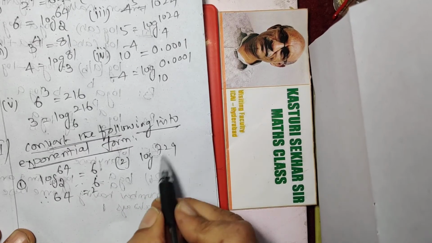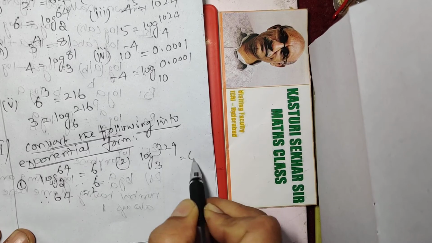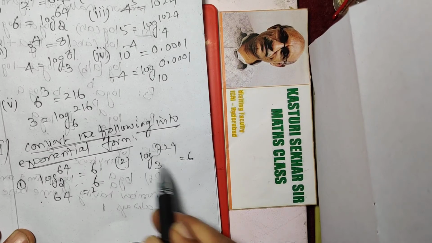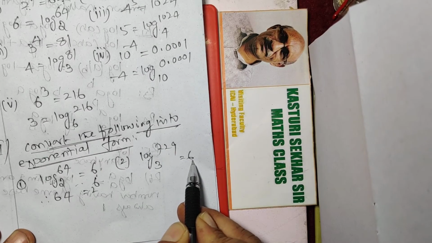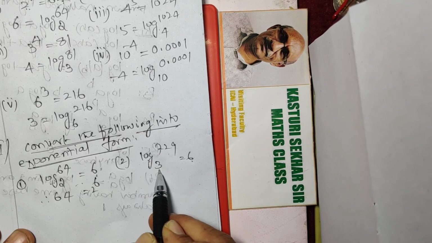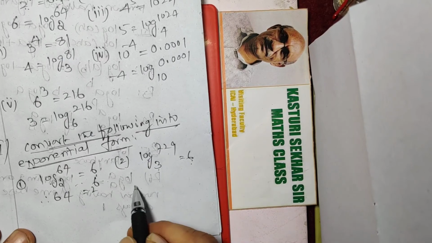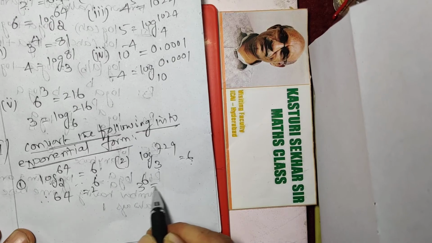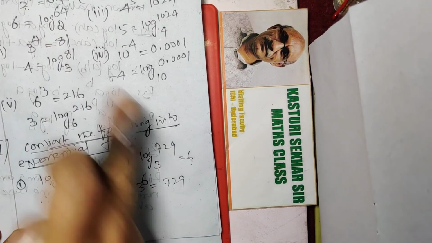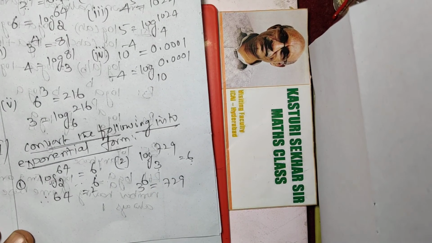Look at the question number 2. Log 729 to the base 3 is equal to 6. Now one side log, another side constant. What you have to do? Remove this log. When this log is removed, this base will become base to this number. 3 power 6 is equal to 729. It is in exponential form. Reverse case to the first one.